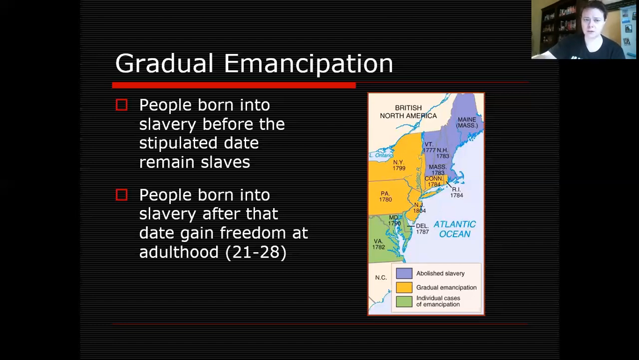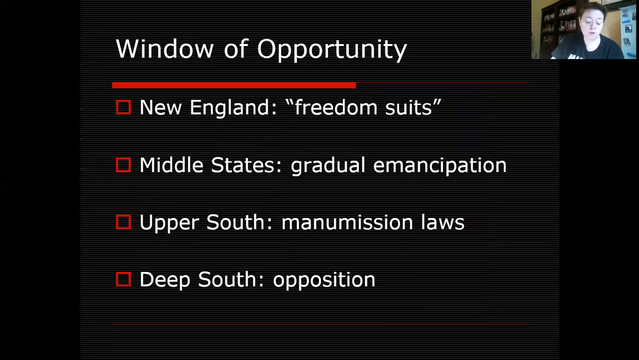Why stretch it out like this? But we'll come back to that. Even in parts of the South, the upper South, places like Virginia and Maryland, there was support for emancipation in some form in the 1770s and 80s.